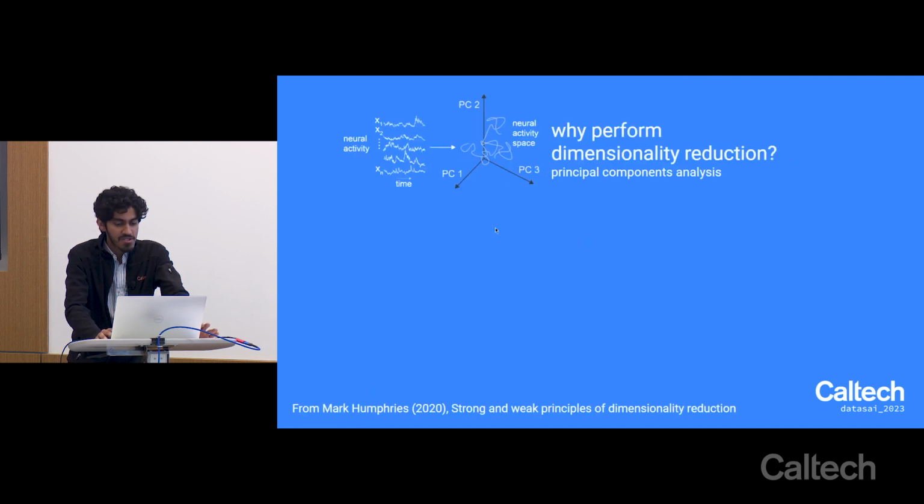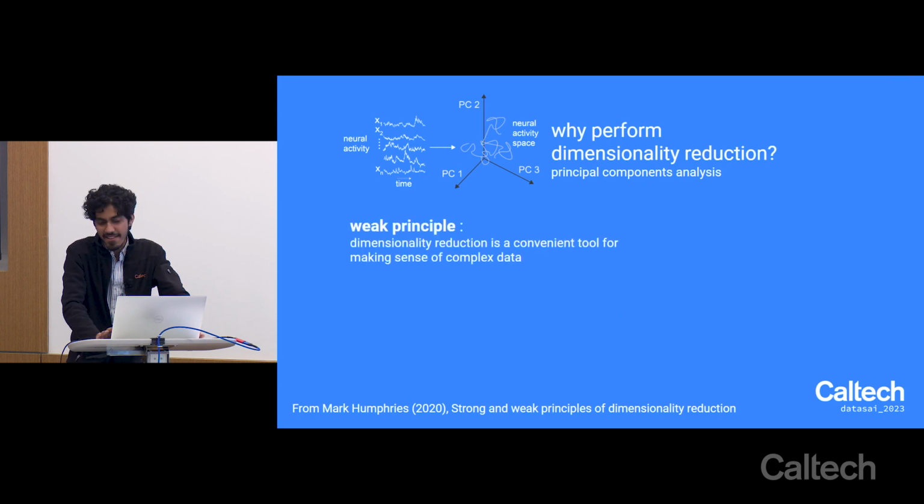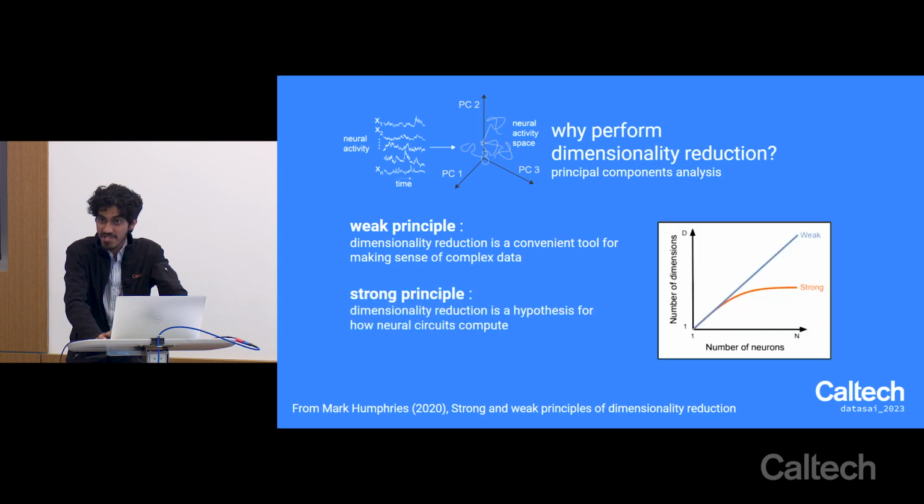OK. So before we go into the notebooks, it's important to think about why perform dimensionality reduction in the first place. There's an interesting perspective on this from Mark Humphries, who proposes both a strong and a weak principle of dimensionality reduction. The weak principle is the idea that dimensionality reduction is simply a tool for condensing your data, making sense of complex data. And the strong principle suggests that dimensionality reduction is actually a hypothesis for how neural circuits compute.